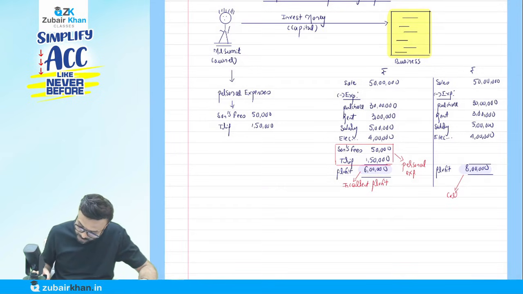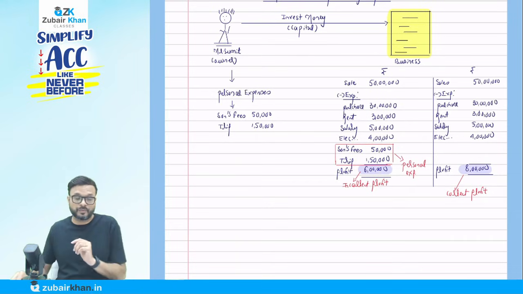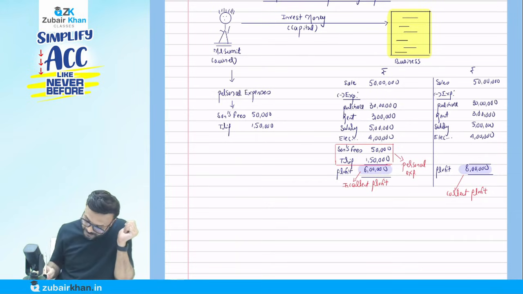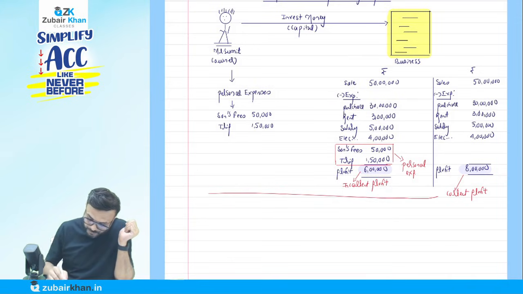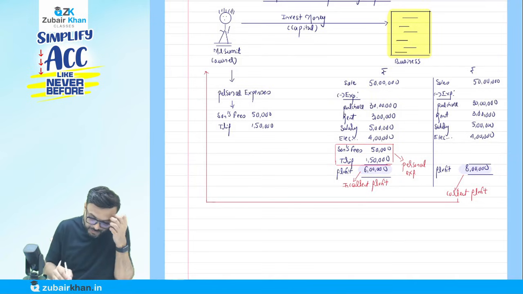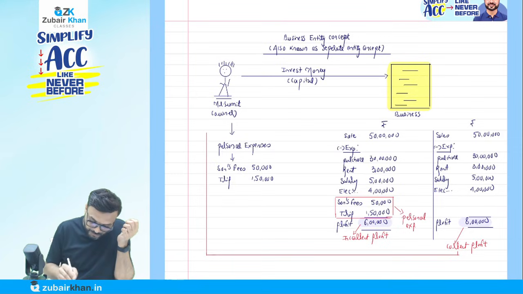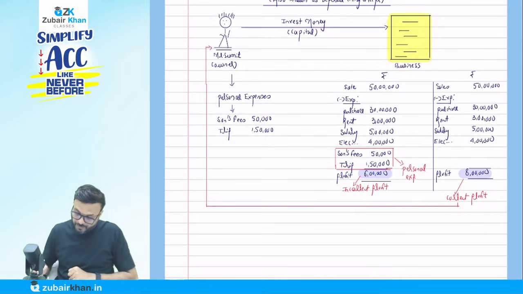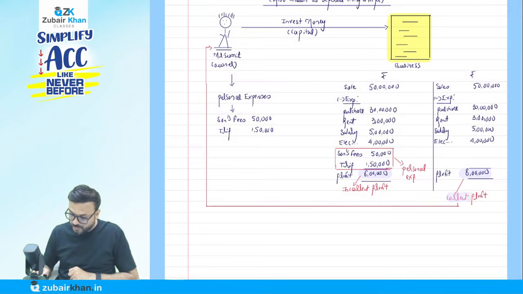Correct profit. Now you know to whom this profit belongs? This profit belongs to the owner. And then what we do is we are going to transfer this profit to the owner. Okay, this profit we'll give to the owner. Let me show an arrow here. To the owner we will give this profit. So this profit belongs to the owner, and we are going to give it to the owner.